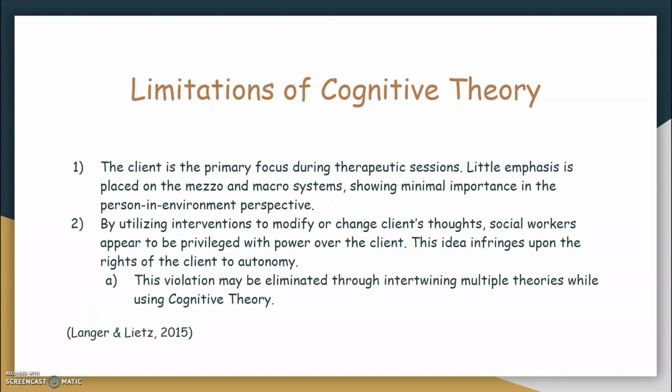One limitation of cognitive theory is the high focus on the individual, which limits the person and environment perspective. Another limitation is the intense focus on change can give social workers too much power. This can be eliminated by combining cognitive theory with other theories in practice.